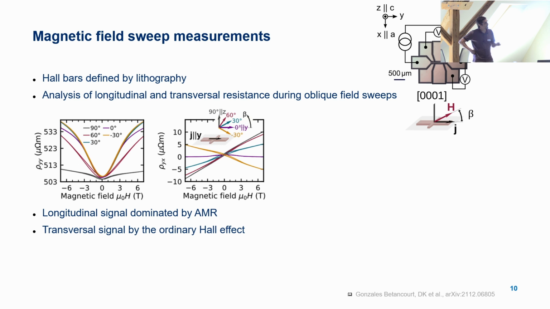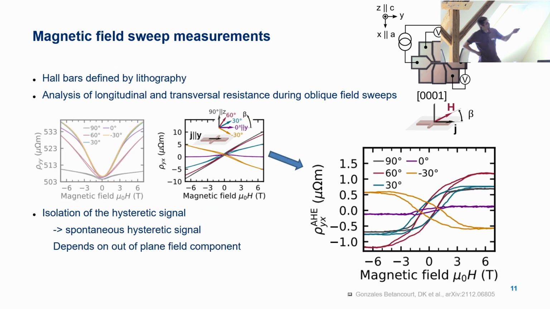So we process this data a bit. We remove the linear slope from the ordinary Hall effect, and there's of course also an AMR contribution to the transversal contact, which we also removed. So I show you only the antisymmetric remaining signal, which is seen here, but already in the raw data, if you look carefully, you can see the loop of the anomalous Hall effect. And this is basically how we found that what governs our Hall effect is the out-of-plane field component.